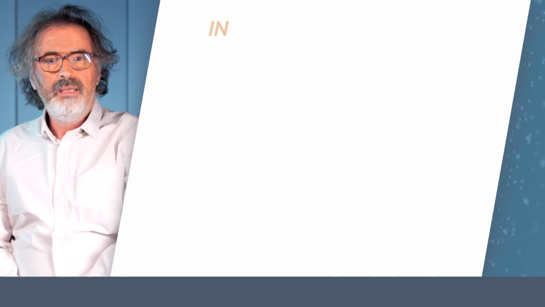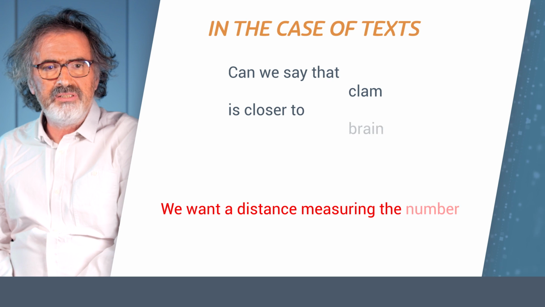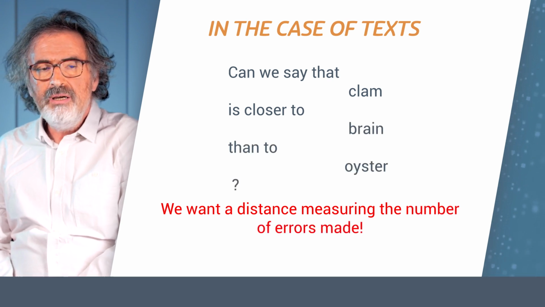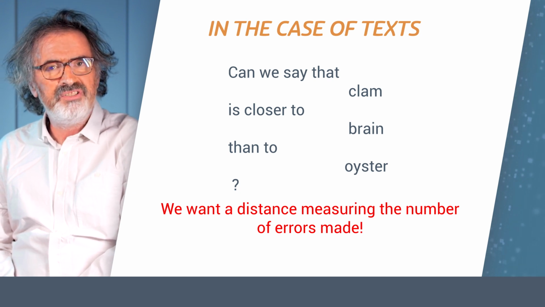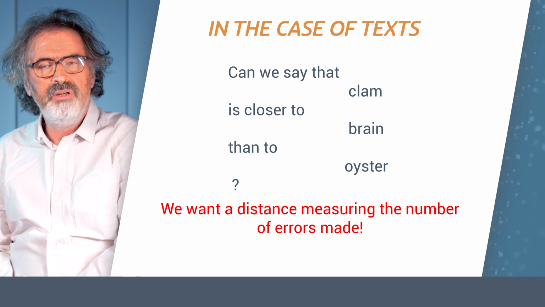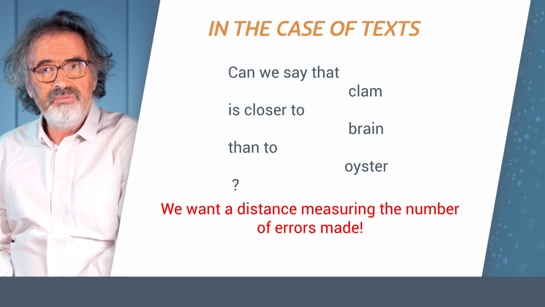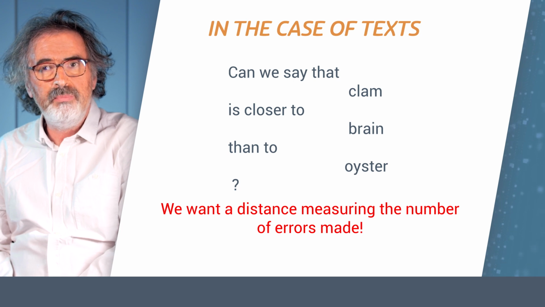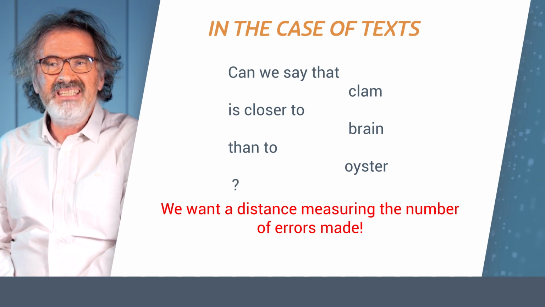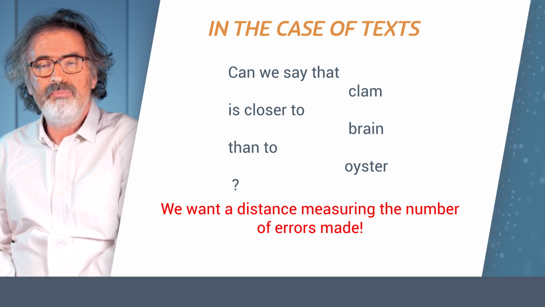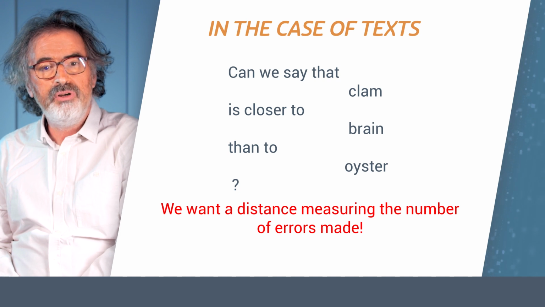How do we do that? In the case of texts, we can have questions like, which is closest? Is clam closer to brain or is it closer to oyster? We can see that it is a difficult question. If I think from the semantics, perhaps a clam is really close to an oyster because they are both related to the sea. But if I look at it from the point of view of words, the point of view a printer may have, then clam is closer to brain because the number of errors, misspellings, that you will have made to go from clam to brain is much smaller than the number of errors you would have made to go from clam to oyster.